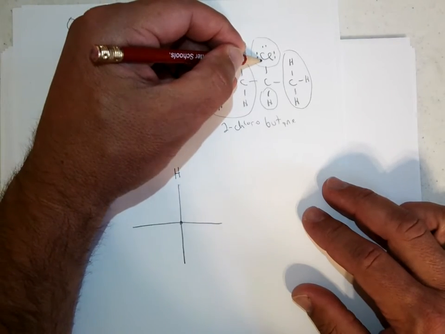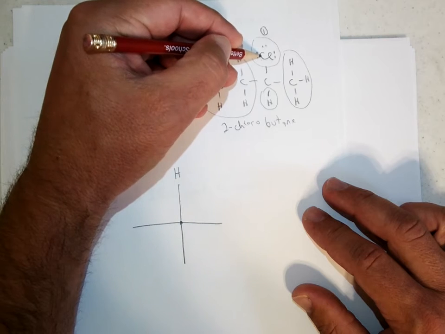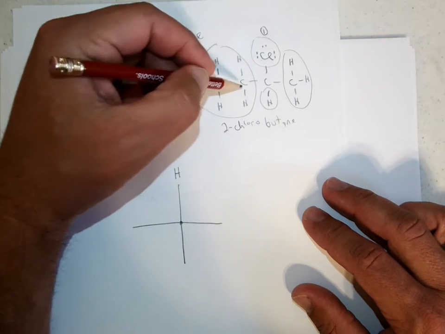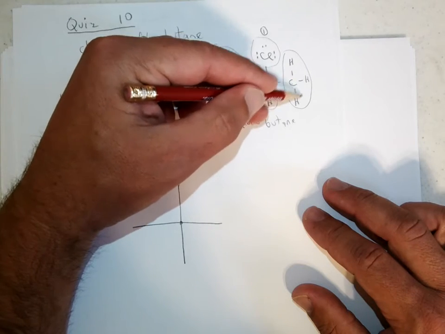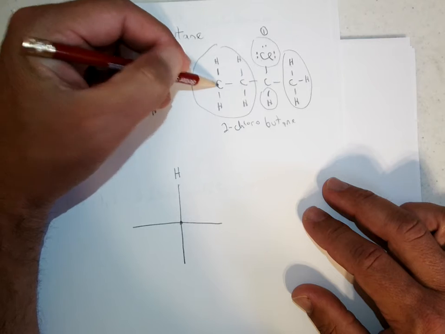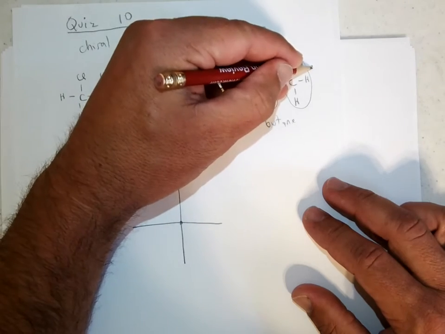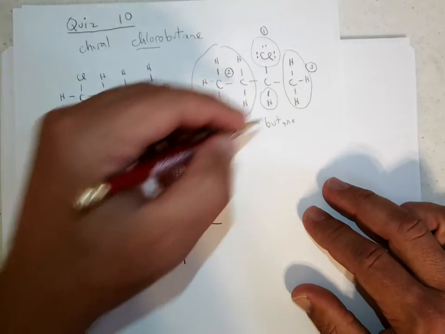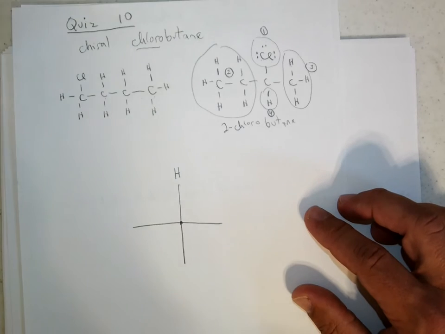Atomic number wise, chlorine is the highest priority because it's atomic number 17. Carbon is atomic number 6 in both cases, but in this one the carbon is only attached to hydrogens. This carbon is attached to another carbon. So that makes the ethyl group the second priority, and the methyl group the third priority group. And of course the hydrogen, being atomic number 1, is, if there is one, always the 4th priority group, lowest priority, and put in back.